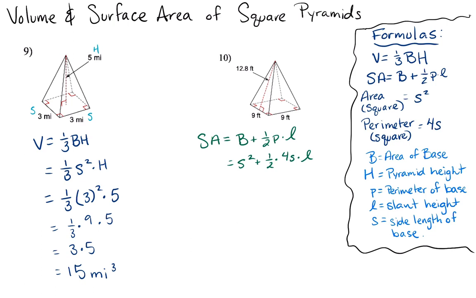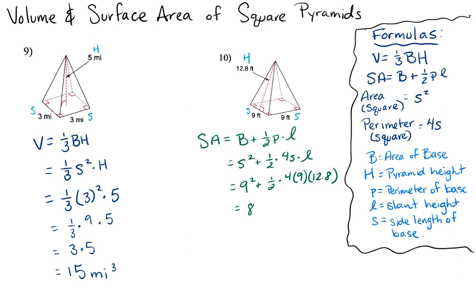Remember, slant height is going to be from the edge of the square on the base to the top of the pyramid. That's going to be our 12.8 value over here, our capital H. And then 9, because it's duplicated at the base, is going to represent S. Now we can start plugging into our formula. S squared is 9 squared, plus 1/2 times 4 times S, which is 9, times 12.8, which is the slant height of this pyramid.